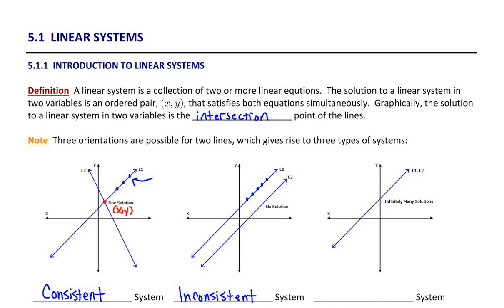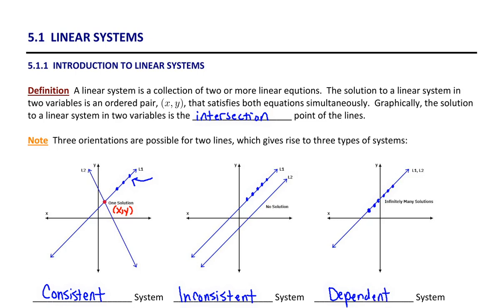And the last possibility, which is a little bit unexpected, is that you have two different looking equations that actually describe the same line. The two equations generally are scalar multiples of each other. So if you have two different equations that describe the same line, then every possible ordered pair on that line will satisfy both equations. So we say that system has infinitely many solutions, and this is called a dependent system. Again, one equation depends on the other by a multiple.